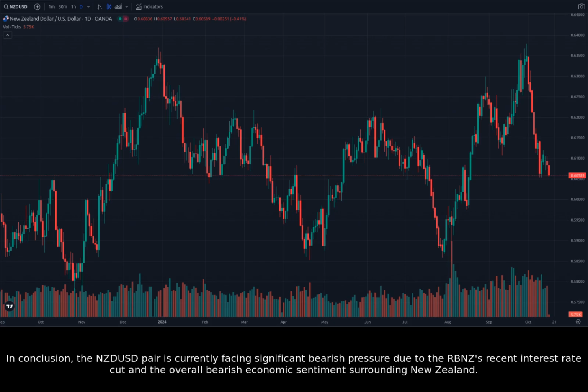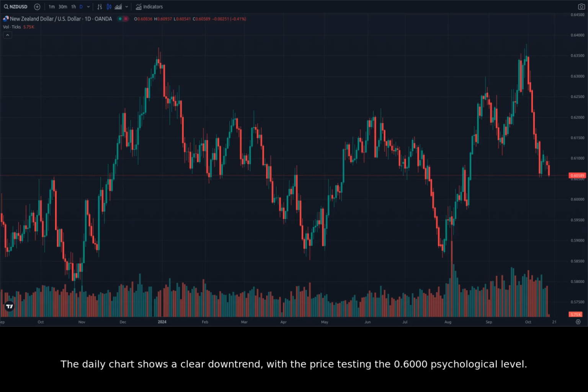In conclusion, the NZDUSD pair is currently facing significant bearish pressure due to the RBNZ's recent interest rate cut and the overall bearish economic sentiment surrounding New Zealand. The daily chart shows a clear downtrend, with the price testing the 0.6000 psychological level. Breaking below this level could signal further downside potential.